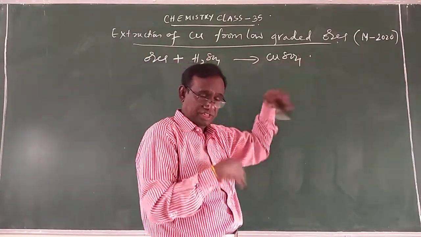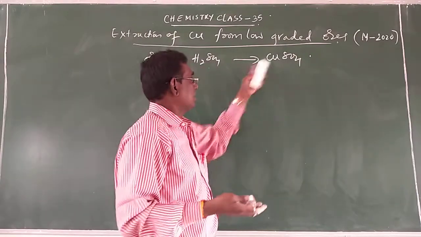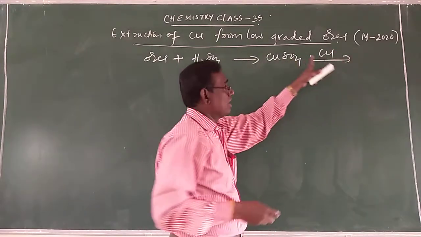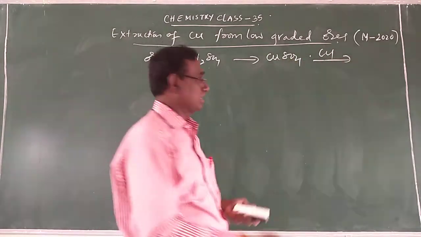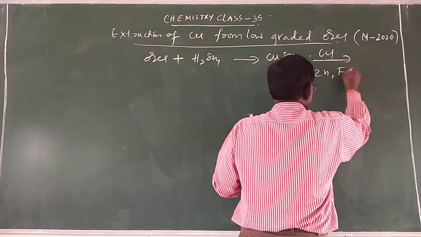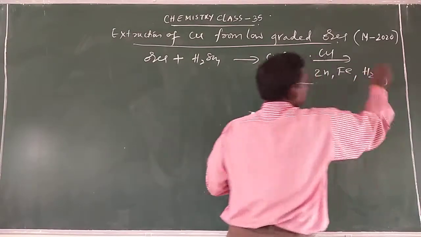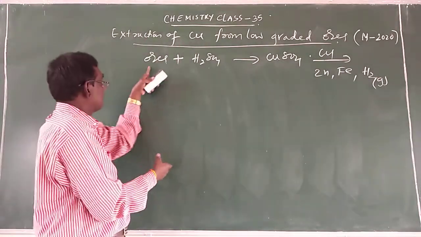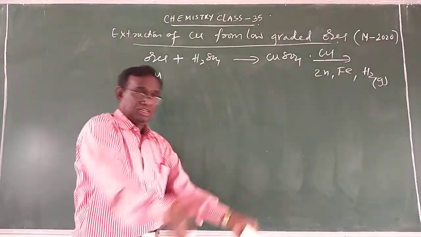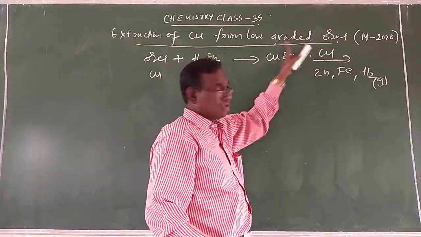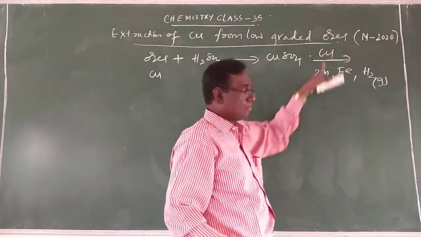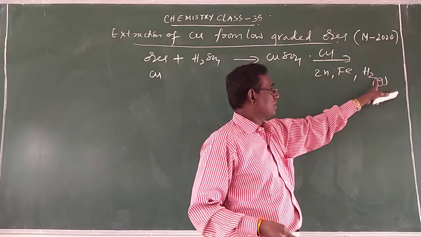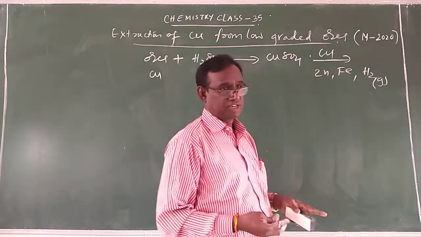You will be getting copper sulfate, a compound of copper. From the copper sulfate we can extract the copper by using reducing agents, active reducing agents like zinc or iron, or even by passing hydrogen gas. That means the low graded copper ores are dissolved in sulfuric acid so that copper goes into solution, forming copper sulfate. From the copper sulfate, you separate the copper by adding suitable reducing agents like zinc, iron, or by passing hydrogen gas.